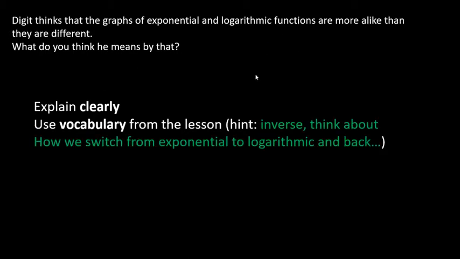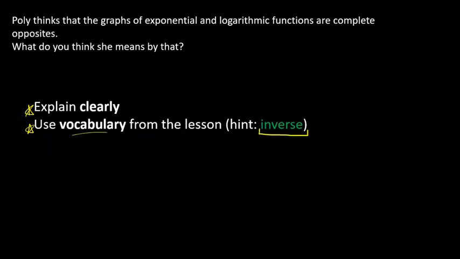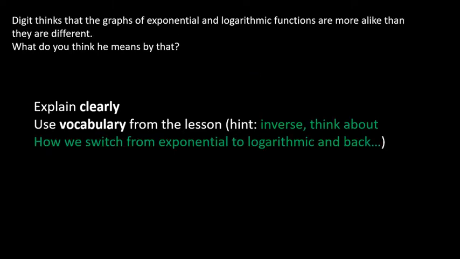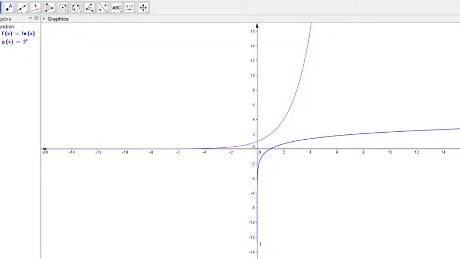So after you answer that one about why they are complete opposites, you have to talk about why they're alike. So Digit thinks that the graphs of exponential and logarithmic functions are more alike than they are different. So why might that be the case? So once again, pulling up this graph, we have f of x equals log x as our logarithmic, and then we have 2 to the x as our exponential, so the exponential in purple, logarithmic in blue. What about these are alike?